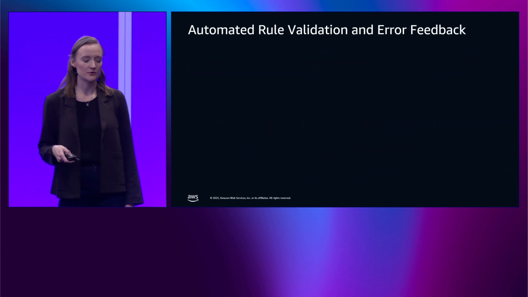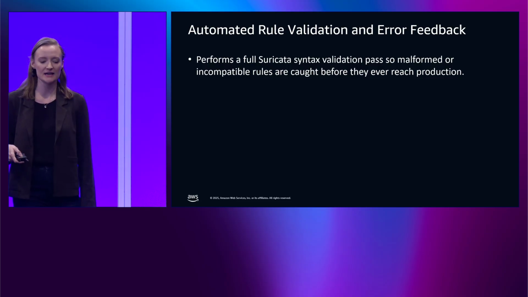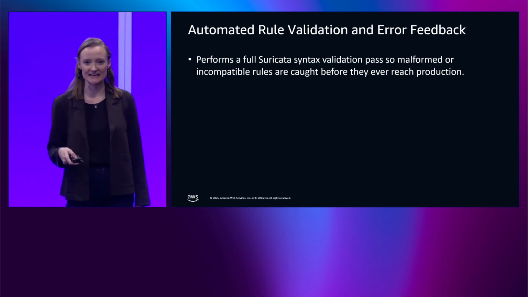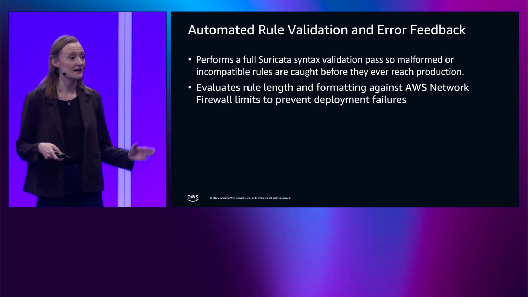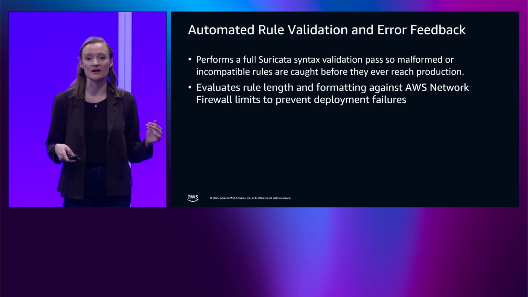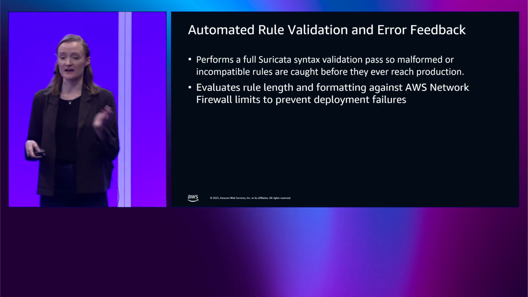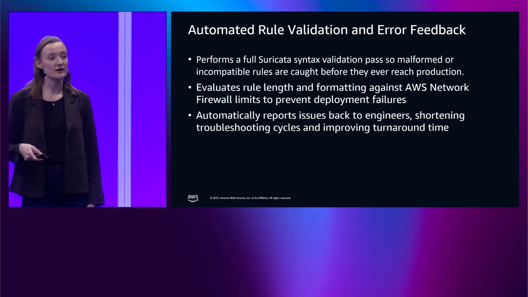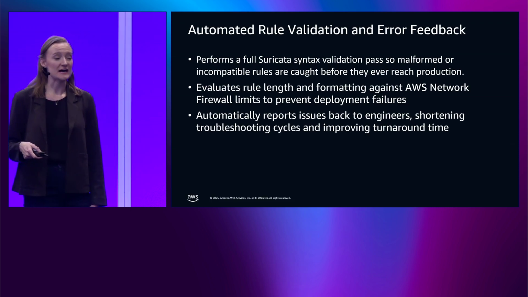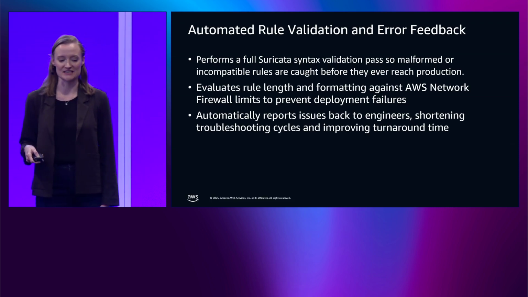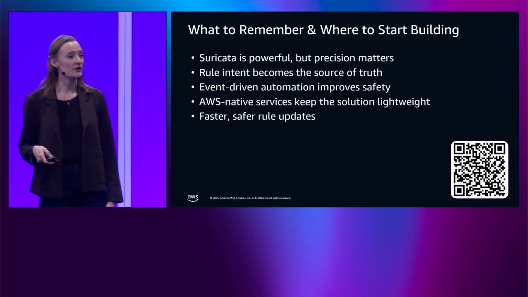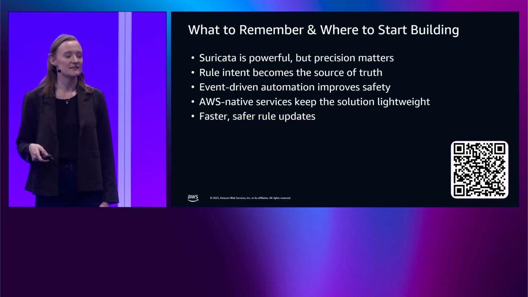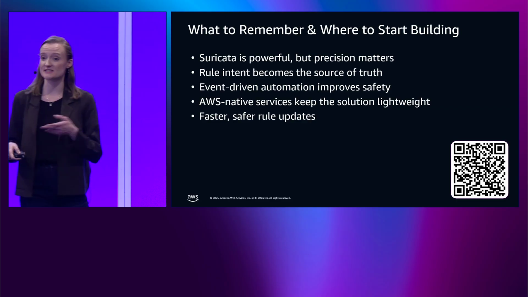After generating the firewall rules, a second layer validation Lambda is applied to check the Suricata rules for any malformed entries or any other syntax-related issues. It also evaluates the compiled length of the rules and checks it against the length of the rule group configured in the Network Firewall device. And additionally, it automatically reports any errors back to engineers, shortening the troubleshooting cycle and allowing them to fix the problems before the deployments continue. If you would like to explore building a similar workflow, the QR code here has some sample code for that first Lambda, the Lambda which takes those raw inputs and generates the Suricata rule string for you.